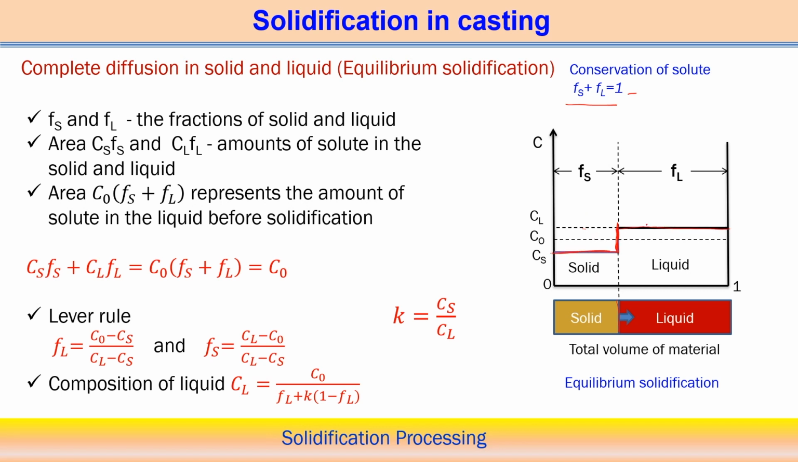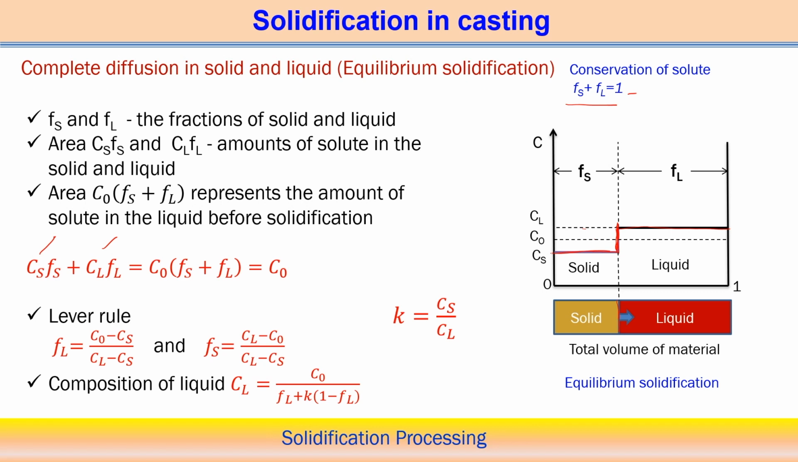Now, this is the solid phase and liquid phase, and this is the interface. That area actually represents the total amount. So the areas Cs Fs and Cl Fl give the amount of the solute in the solid and the liquid together.